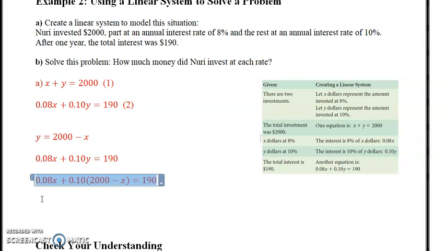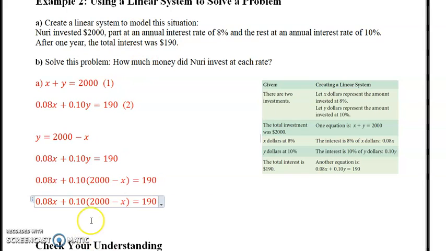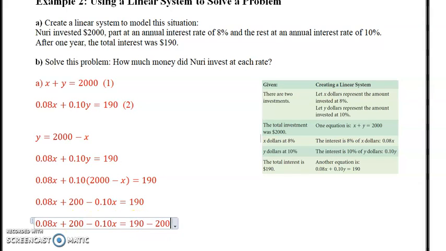So now we're going to solve for x here. The decimal 0.10 times 2,000 would give us 200, and the decimal 0.10 times x would give us minus 0.10x. Okay? Combine like terms, so we're going to add these two together, taking the 200 to the other side. So taking the 200 to the other side will give me 190 minus 200, so that's gone. Combine these like terms, 0.08 minus 0.10 would give us negative 0.02x.